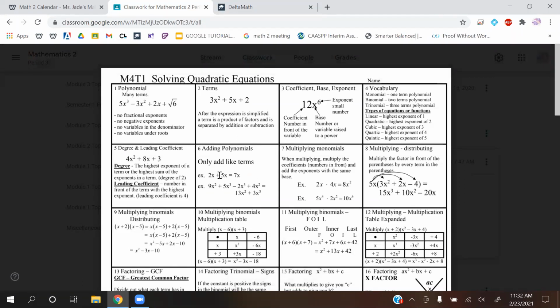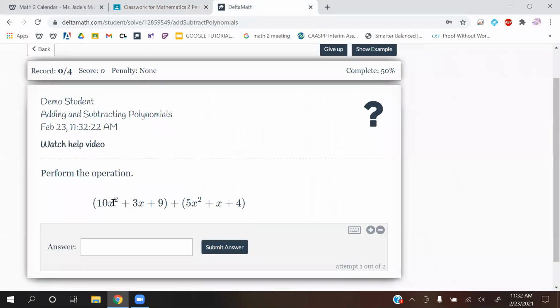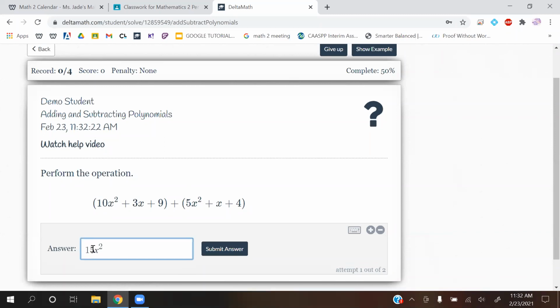So for example, 2x and 5x would give us 7x. And you can add those together because they are both x terms. They're like terms. So over here, if you have a 10x squared, that can only combine with a 5x squared. So 10x squared plus 5x squared is 15x squared.